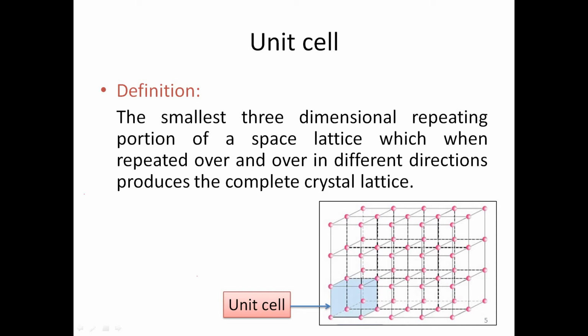So in this picture, this part is called the unit cell. If we look into the picture, you will see that only this part is repeating again and again over and over. So this is called the unit cell. The unit cell has all the characteristics of the space lattice.